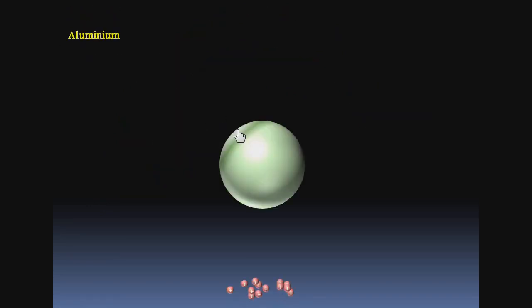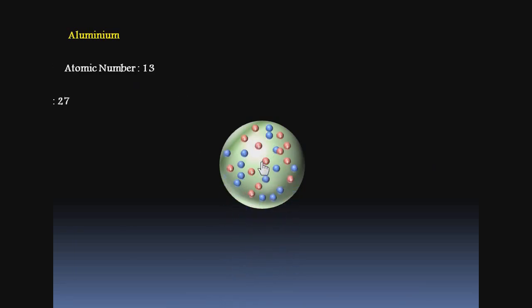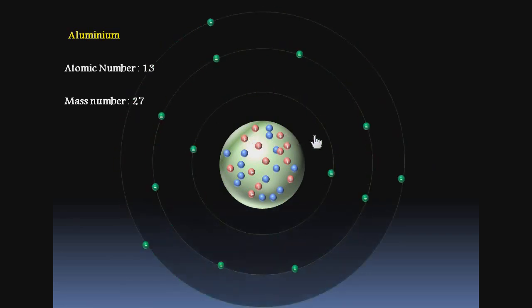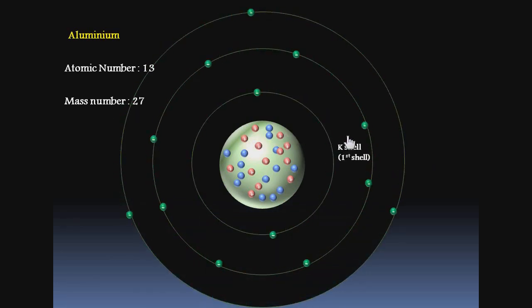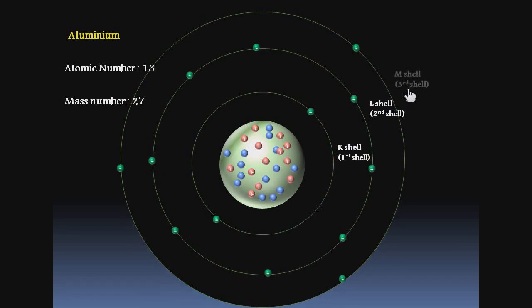The next element is aluminum. It has 13 protons, so atomic number is 13. 14 neutrons, so mass number is 13 plus 14, 27. It has 13 electrons, 2 in the K shell, 8 in the L shell, 3 in the M shell. Here the outermost shell is M shell, so that is the valence shell. In the valence shell we have 3 electrons, so number of valence electrons is 3.